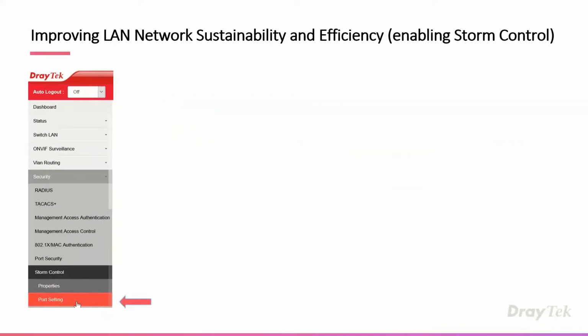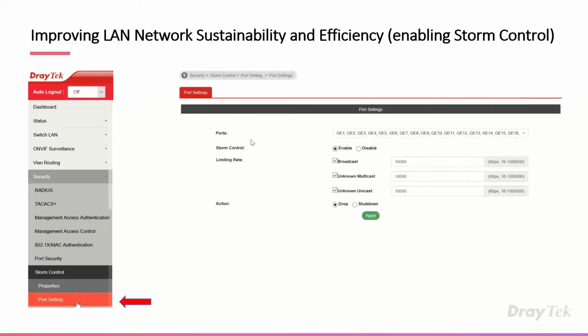After that, we can just navigate to port settings, select the ports that we would like to enable storm control on, enable the storm control, setting the broadcast, unicast, and multicast traffic with the thresholds, and set the action to drop.